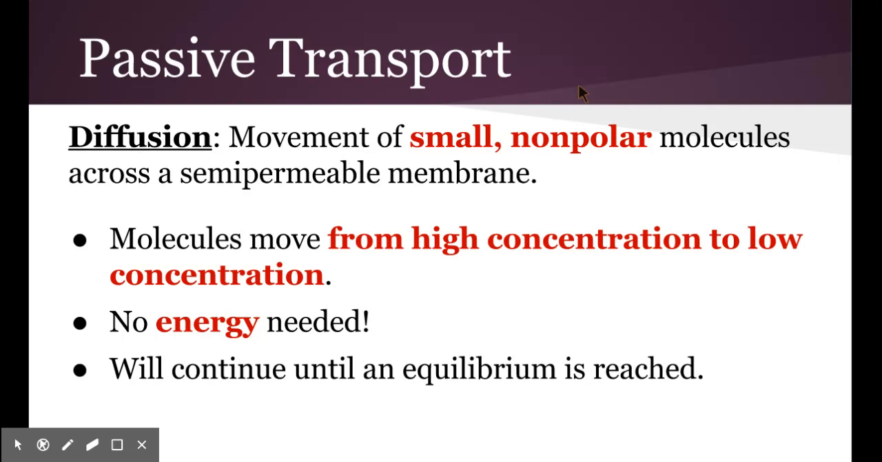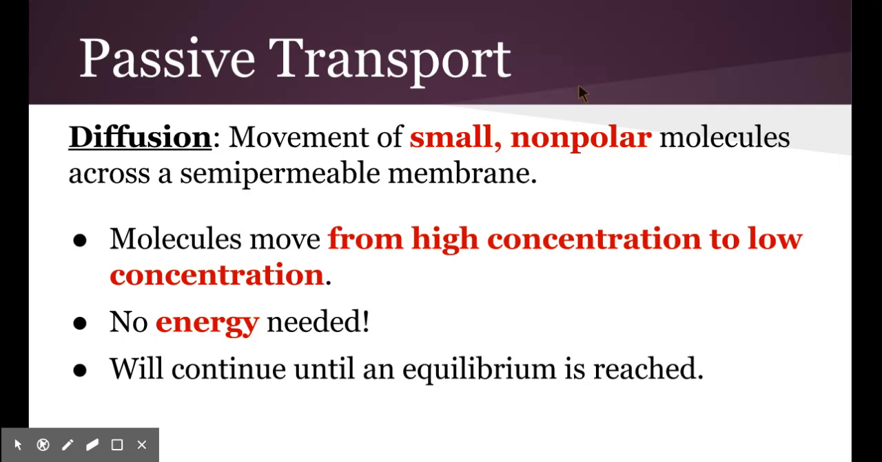Nonpolar molecules meaning they have no regions of charge, so no charged areas on them, meaning that they're going to be able to kind of slip right through the phospholipid membrane. They're not going to interact with any of the charged parts. Because diffusion is passive transport, here we have our criteria for everything that's passive transport.